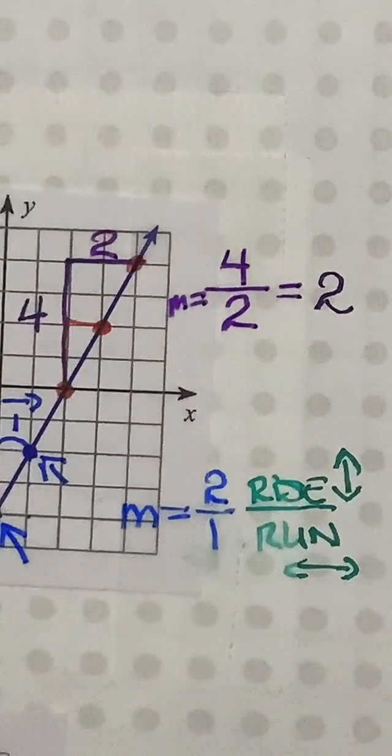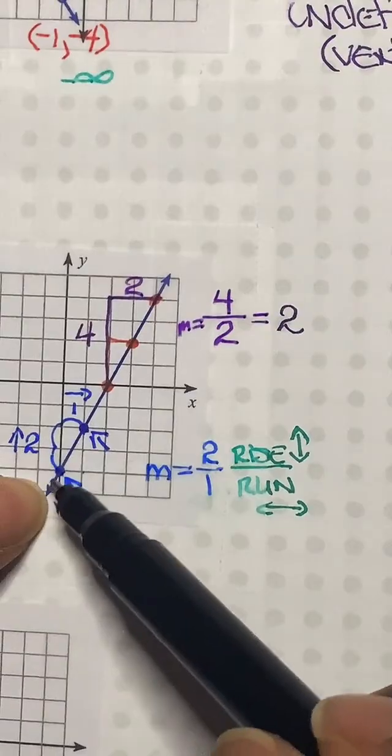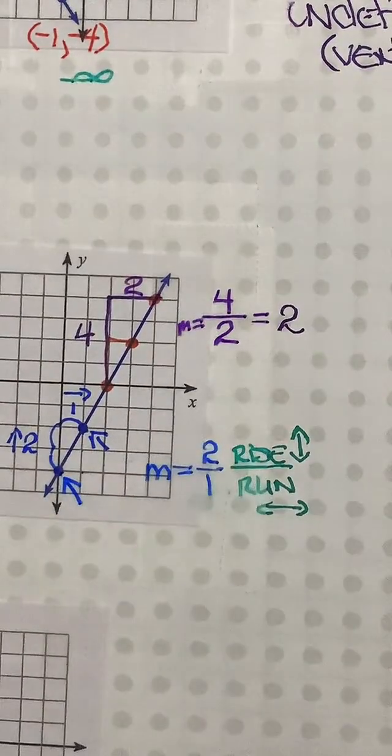So it doesn't matter which 2 points, as long as you see 2 points that are on the line. Okay, that's what you try to shoot for.